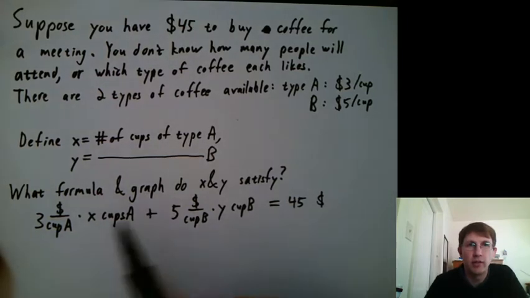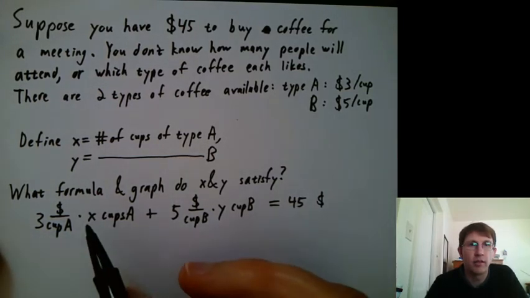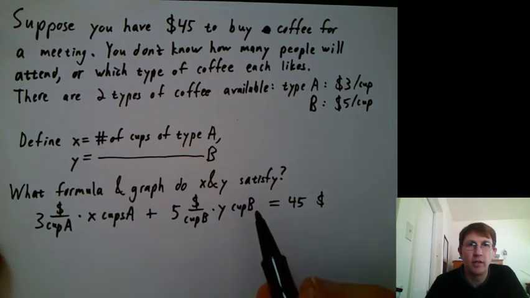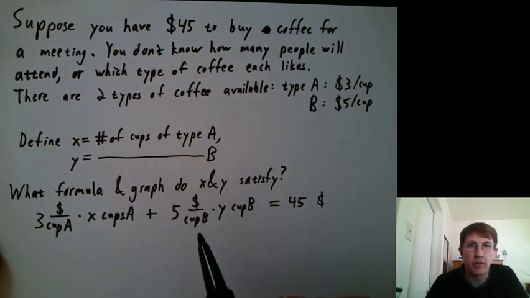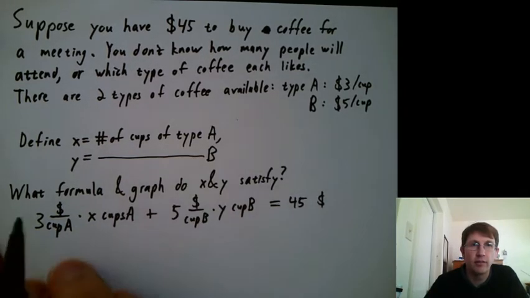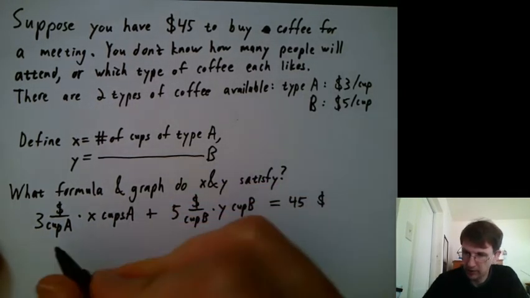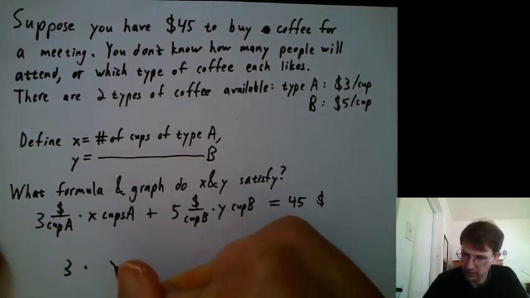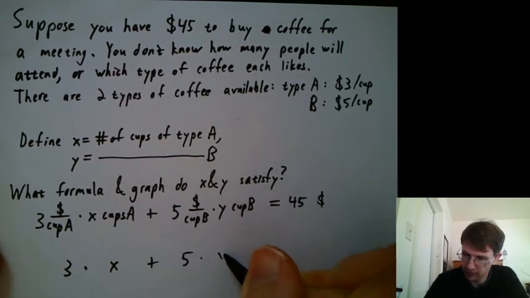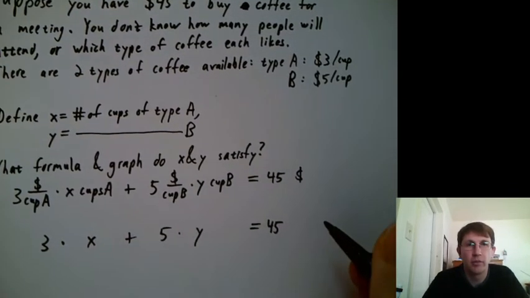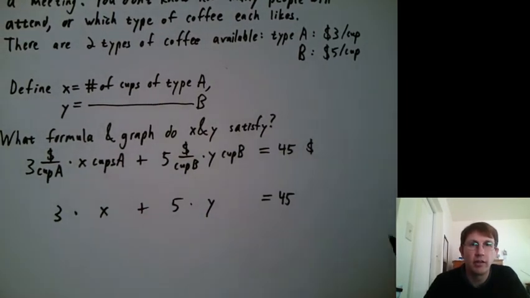So do you agree the units all work out here? Cups of type A cancel cups of type A, give me total dollars. Cups of type B cancel cups of type B, give me total dollars. Dollars plus dollars equals dollars. So that's the formula we're dealing with. And once we've made sure that the units work, we can then just simplify to 3 times X plus 5 times Y equals 45. I don't mean algebraically simplify, but just not write the units anymore.